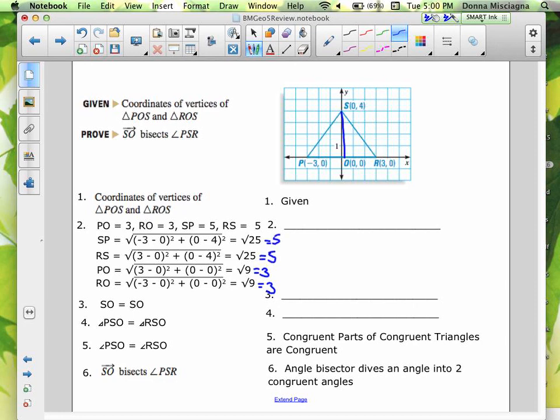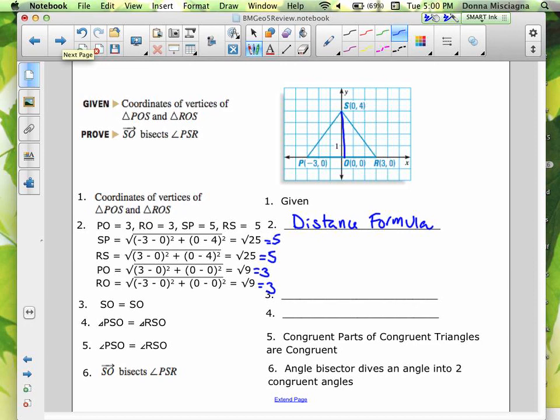Okay? So the reason that we can make those statements, that we can find the lengths of all of those segments, is that we used the distance formula. So that would be the reason in our proof. Simply the distance formula tells us the measure of the segments there. All right, so all we've got right now are the lengths of our sides, nothing more.